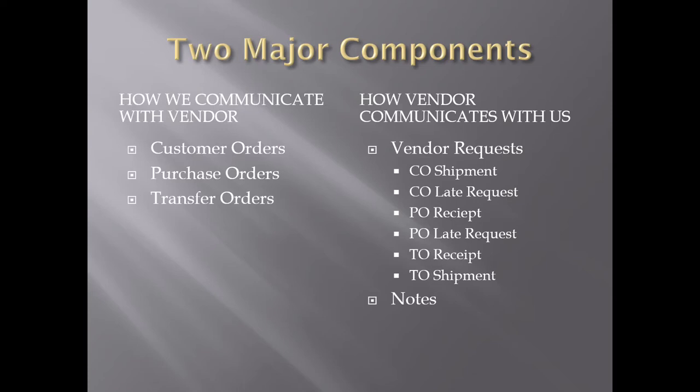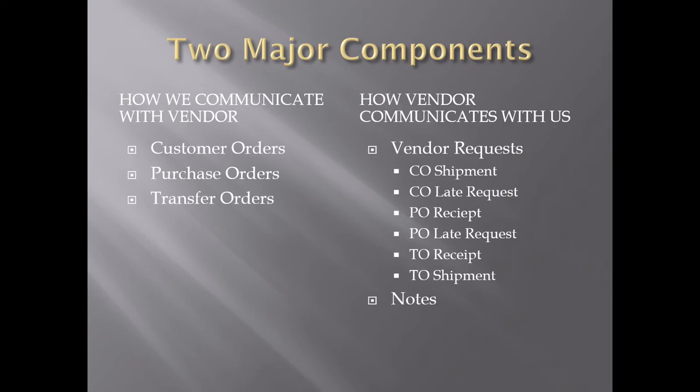And through that process, we put together a program that separates the application into two different functional components. And those are, one, how we communicate information to our vendor, and then two, how the vendor communicates back to us about that information. The first portion, how we communicate with the vendor, is accomplished through customer orders, purchase orders, and transfer orders.